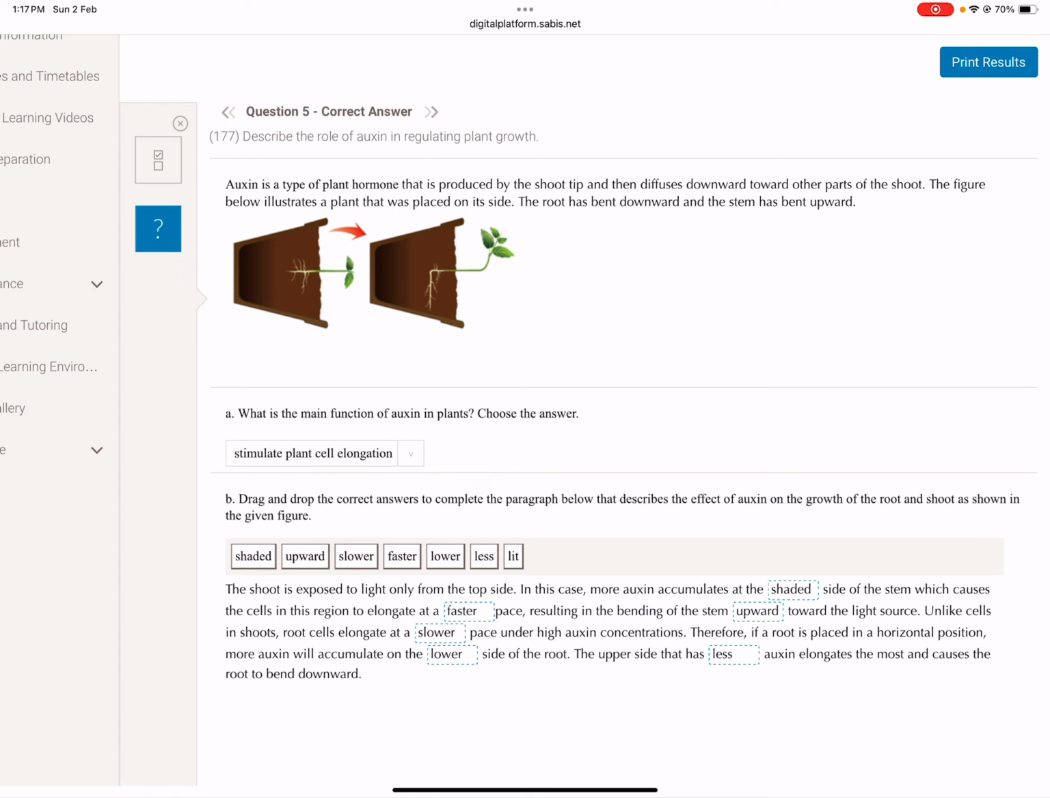So why does the part that elongates the most have less auxin? This is just how it works. The auxin hormone, it's a plant hormone, affects the stems differently than the roots. So pay attention to that.